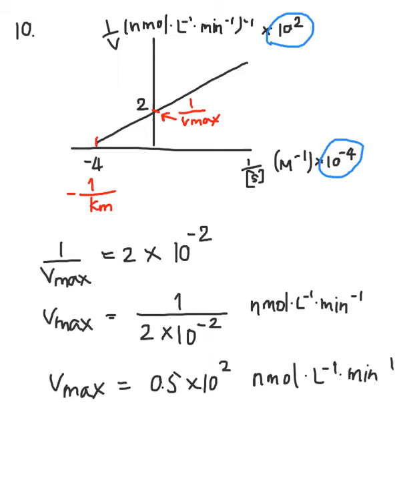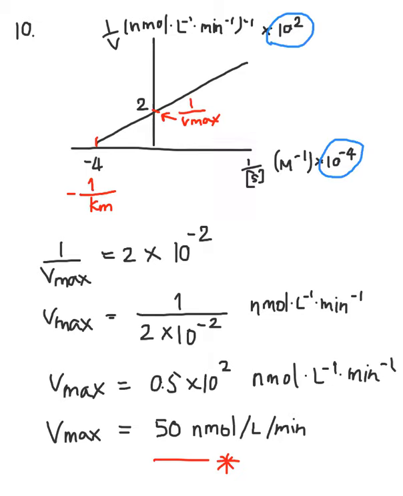Or your Vmax is equal to 50 nanomoles per liter per minute. You can write the unit this way or this way. That's acceptable. So again, for these kinds of questions, just make sure that you include the unit every time that you calculate it, because it can be confusing. So don't forget to put your unit in your calculations. Okay, so that is Vmax.